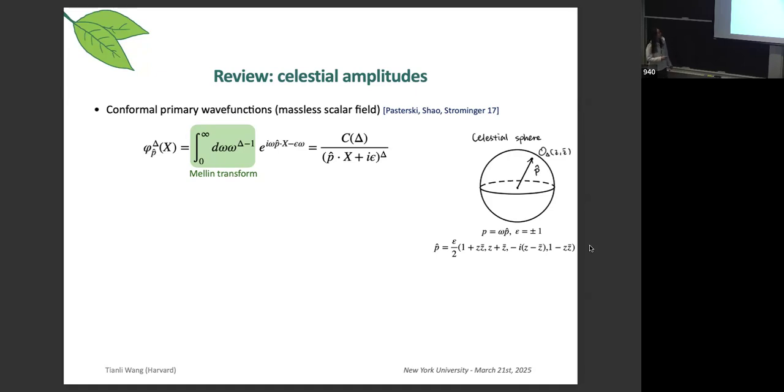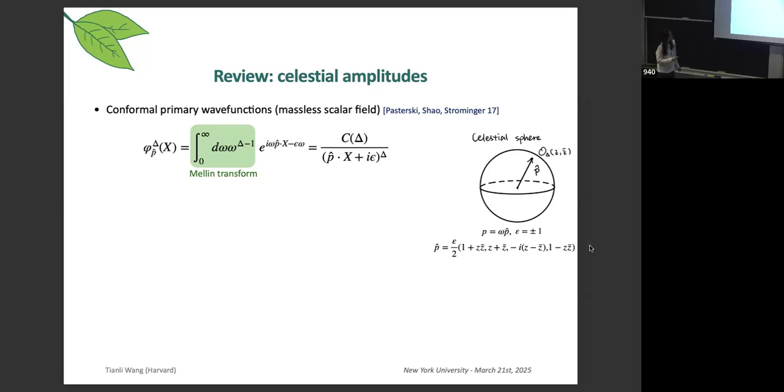Each conformal primary wave function is labeled by a weight delta and a unit null momentum p hat. It's the Mellin transform of plane waves with momentum omega p hat. Here omega is the energy, and epsilon is a small positive regulator for the integral. In going from the plane wave basis to the conformal primary wave function basis, we trade the omega energy label for the delta weight, and these diagonalize boosts along p hat.